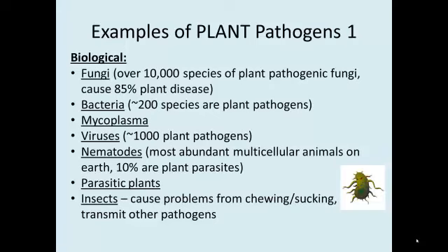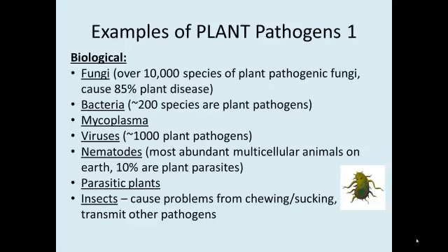Bacteria cause some problems, but just not nearly the level that you see with fungi. There's another type of microbe called a mycoplasma that can cause problems, but again, compared to fungi, not much. There are viruses, estimated over 1,000 plant pathogens or viruses, and some of those are economically very devastating. Nematodes are tiny little worms, and many of those are plant parasites. They're often on roots, but also sometimes above ground. There are parasitic plants that are a problem, but they are fairly rare and fairly novel.